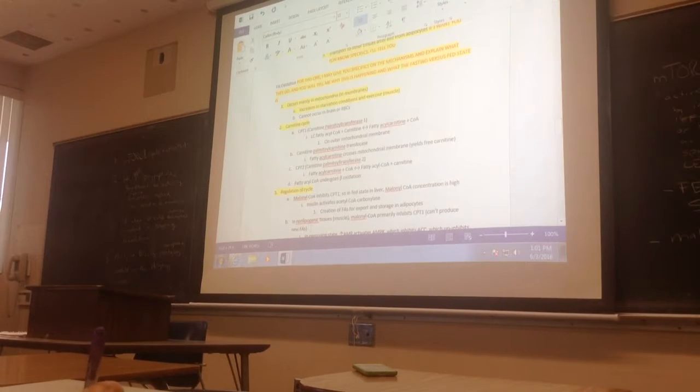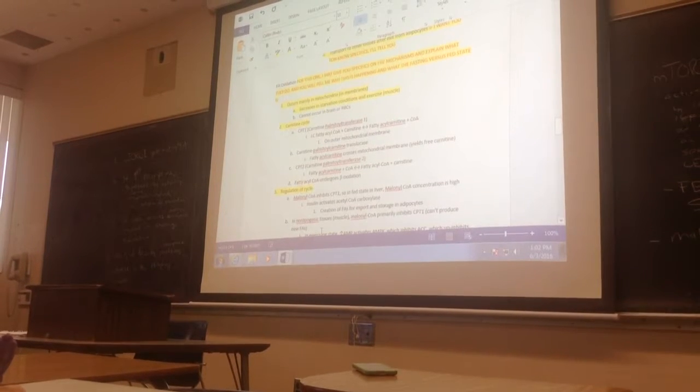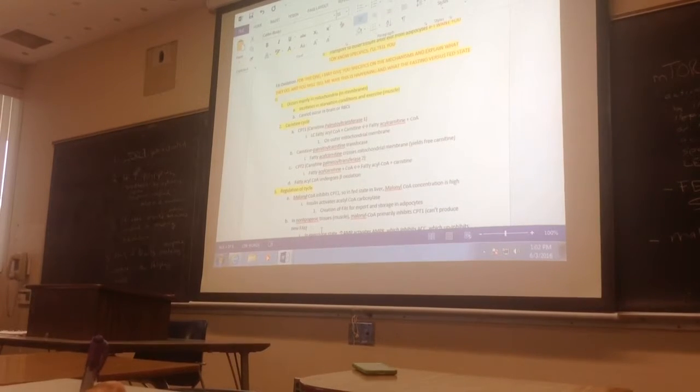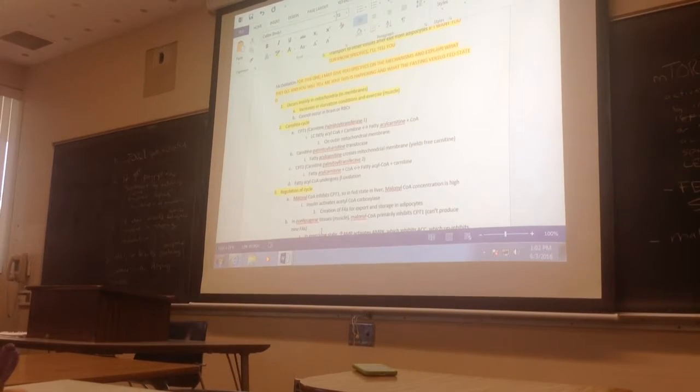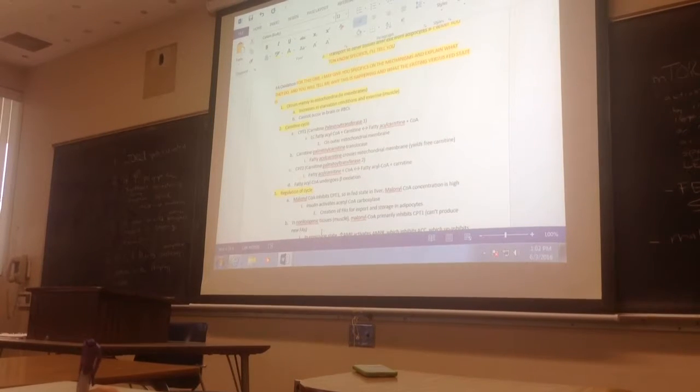Carnitine is involved in bringing in fatty acids to the mitochondrion for oxidation. It's when you need to use them for energy. Carnitine allows you to bring them in to burn them for energy.